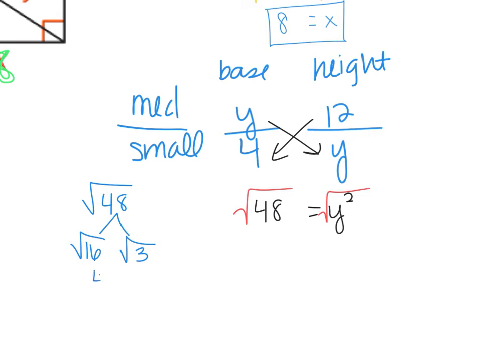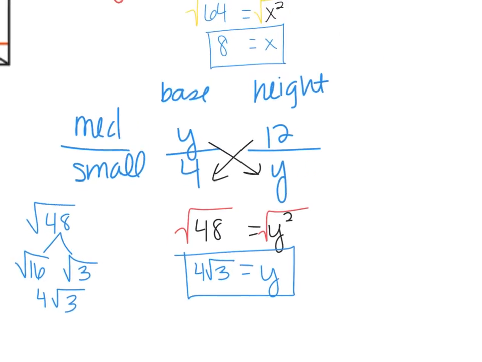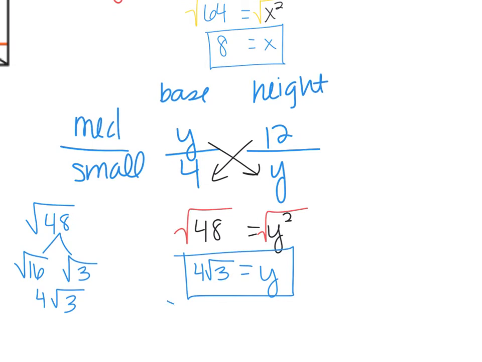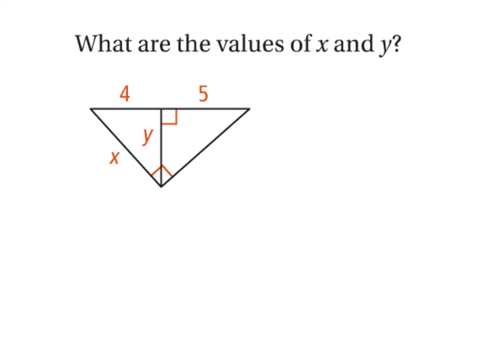All right, so that would give you 4 square roots of 3. So this would be 4 square roots of 3 is equal to y. So that is your answer, because you can't simplify it any farther. And you don't want to put that in your calculator because you'll have to round and it won't be as accurate of an answer. So that's what I want you to give me. Okay, here's the next one.